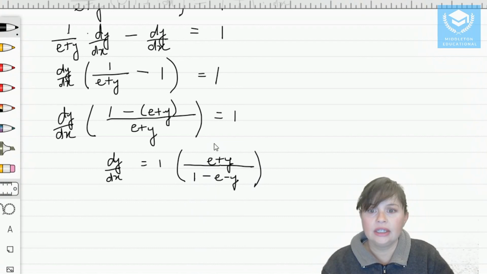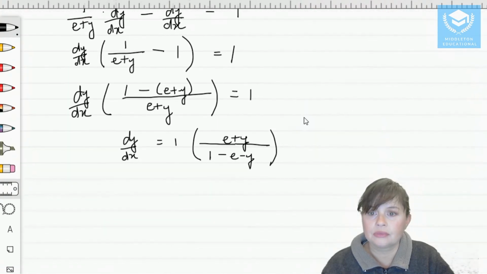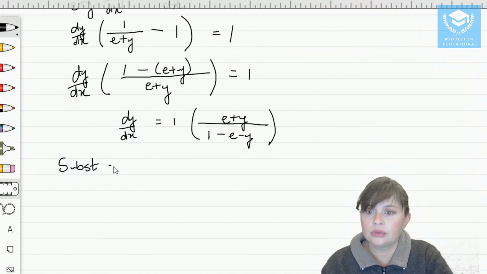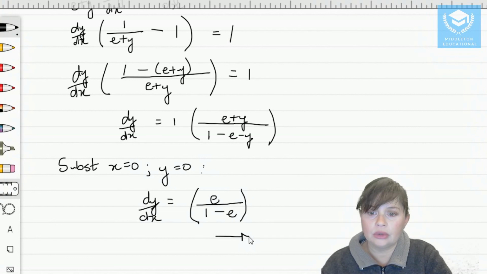Now we're not finished yet. Let's have a look at what the question says. So once you find your derivative, you need to know what that derivative is going to be where x is equal to 0 and where y is equal to 0. So we've gotten to this part here. So now we substitute x = 0, y = 0. Obviously there is no x. So that means that dy/dx is just going to be e over 1 minus e, right? And that would be your solution.